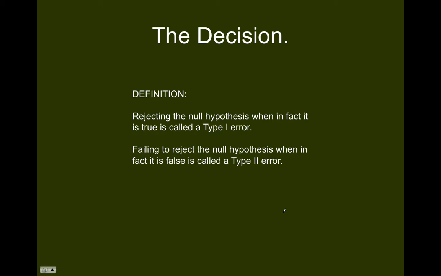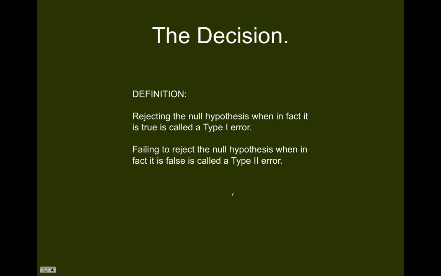Now, we got to talk a little bit about the decision and get back to this idea of error. Here, if we reject the null hypothesis, there's basically two ways we can make an error when we make a statistical decision. One way is when we reject the null and it's actually true. Call that a type 1 error. Then the other way is when we fail to reject the null hypothesis when it's in fact false. And we call that type of error a type 2 error.